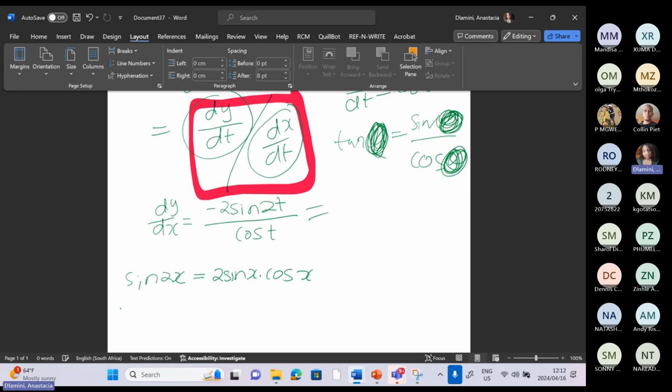Meaning that we have sine of 2t. Give me the answer. Let's transpose. Give me the answer. That will be what? 2 sine t times cos t.